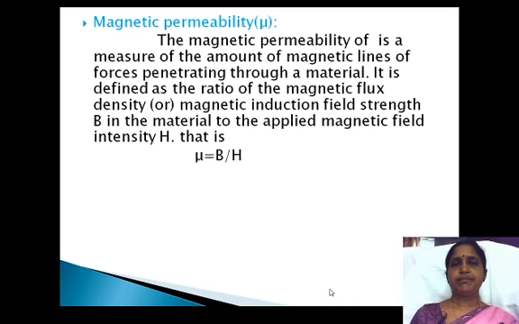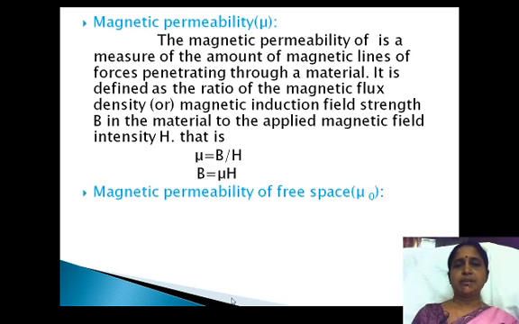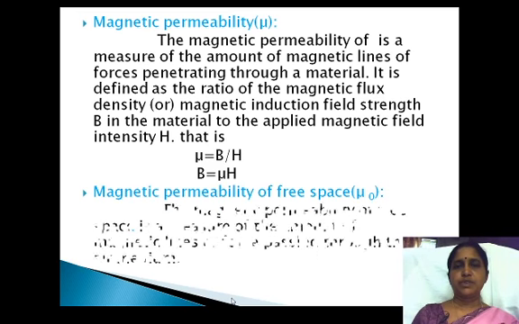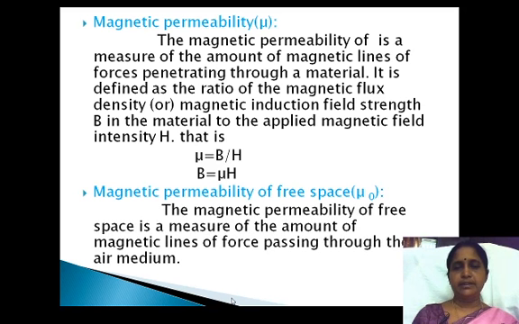Magnetic permeability: it is the ratio of the magnetic flux density and magnetic field strength, and it shows the amount of magnetic lines of forces penetrating through a material. Throughout the material, how many magnetic lines of forces pass through? That amount is called the magnetic permeability. Mu is equal to B by H. Magnetic permeability of free space: suppose the material is air medium, then that permeability is called the magnetic permeability of free space. Mu naught is equal to B naught by H.